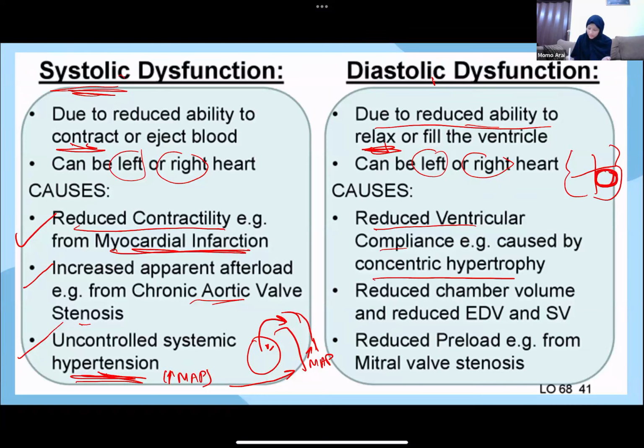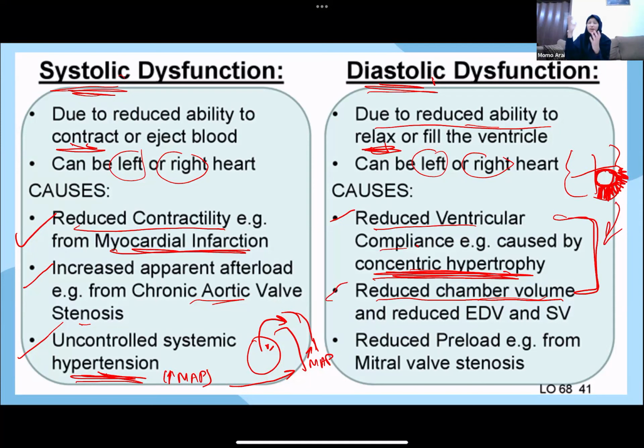That can be caused by concentric hypertrophy, which means thickness of all this muscle, right? Thickness of the muscle causes less space, less compliance, so the heart is not able to relax or take in the blood volume as before. So that's diastolic heart failure or dysfunction because of less space, less compliance, and thickness, hypertrophy. Now, second reason, reduced chamber volume. Same thing as this one. So compliance and chamber volume, you can see from the picture, less space, less compliance. That's your second reason.